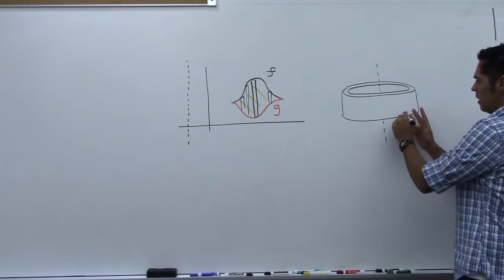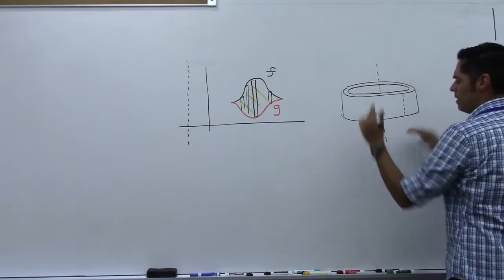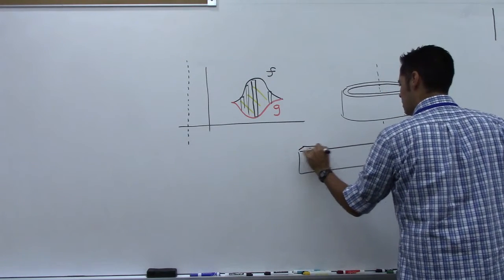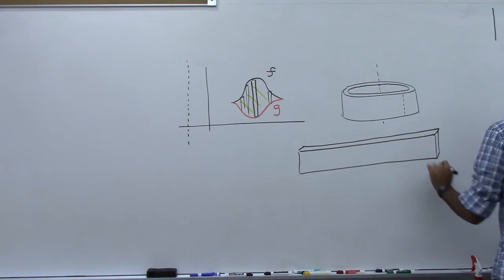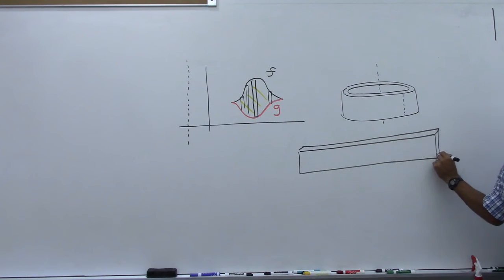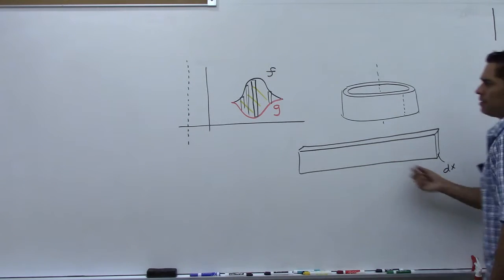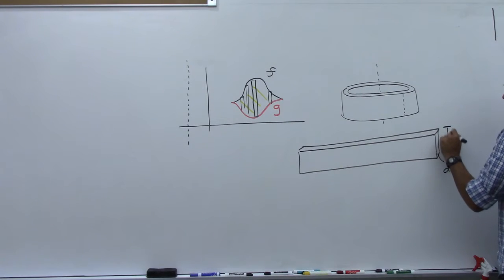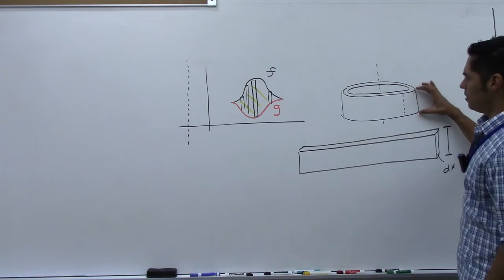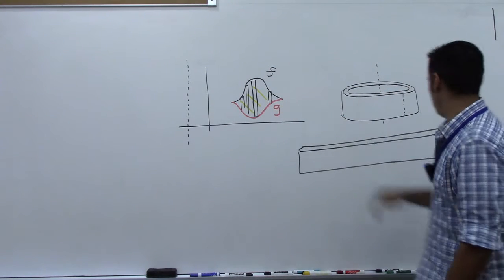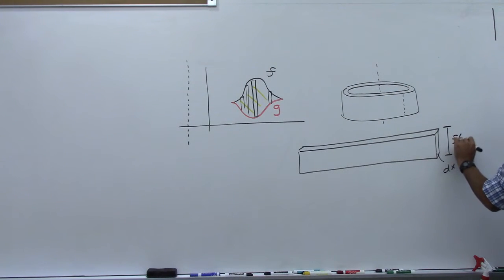So what we do is we cut this thing open, we lay it down flat, and it creates this boxy looking thing when it's laid flat. The width of this is dx. That's the width of this rectangle right here. And then the height of this, from here to here, this distance is just the height of the rectangle. That's the f function minus the g function. So this is going to be f of x minus g of x.